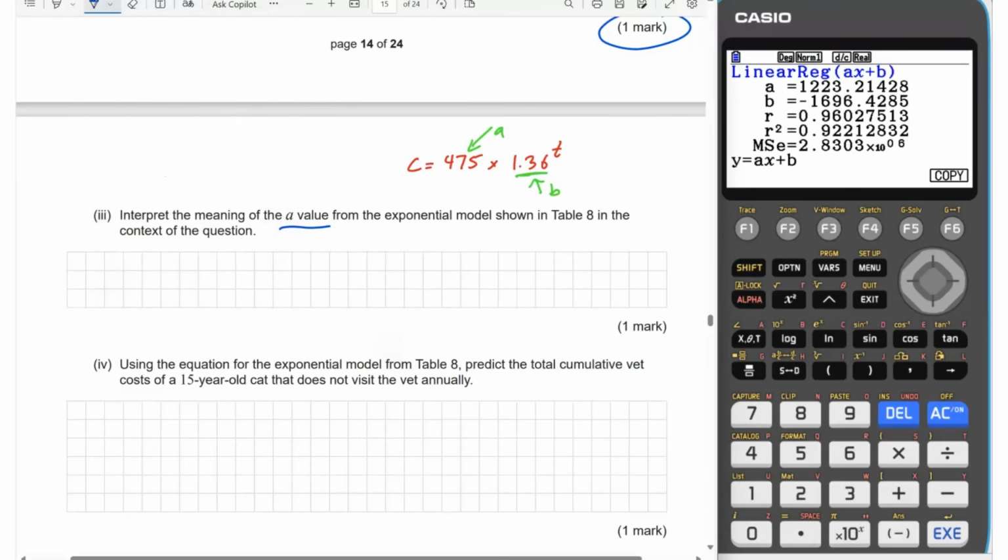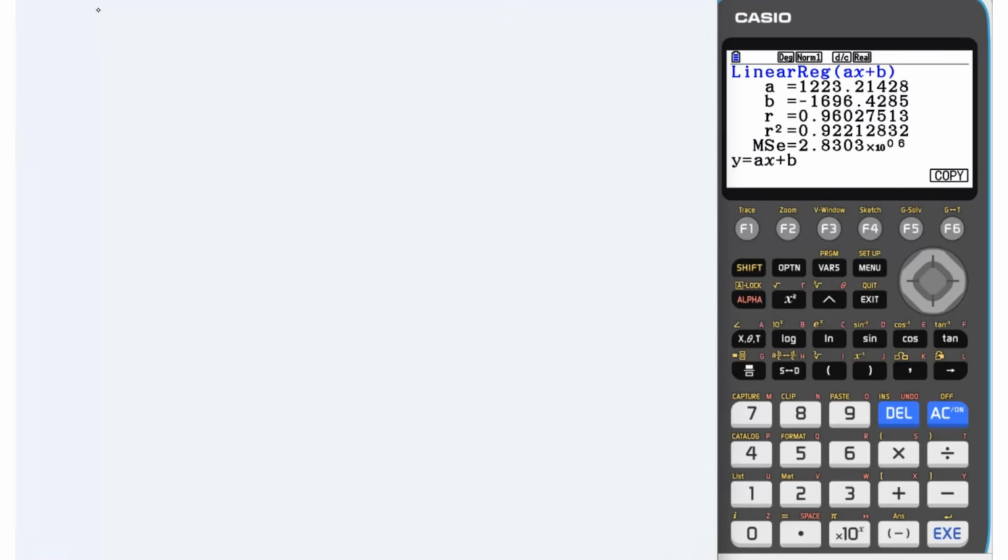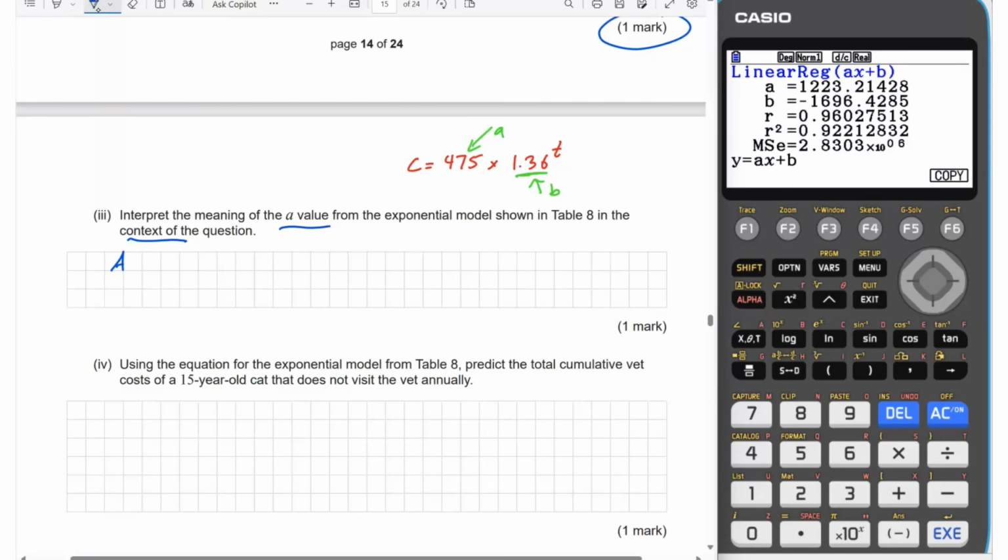The A value in an exponential model is always telling us the initial conditions, but it's saying it in the context of the question. So we're going to say A: a cat that is 0 years old will have expenses of $475, and that's all that means.